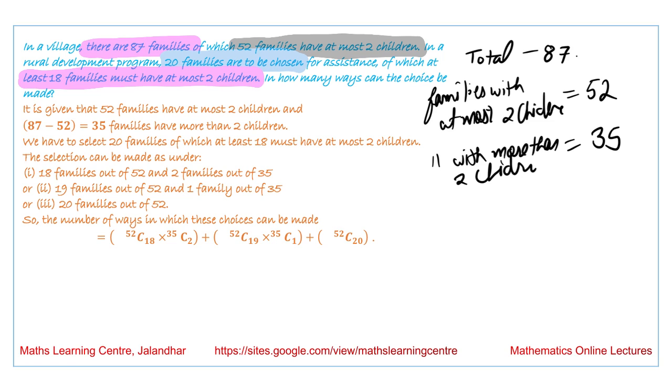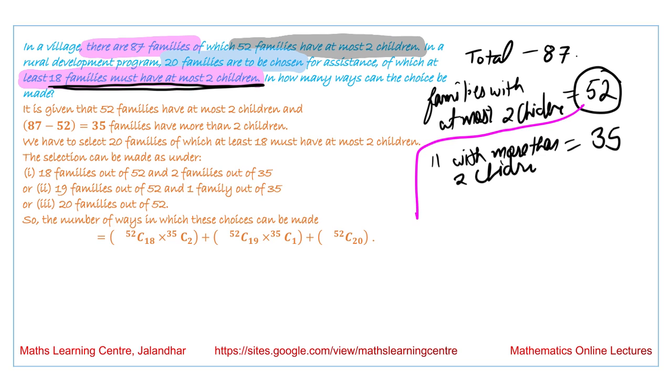Now what we have to do is choose the families in such a way that at least 18 families must have at most 2 children. So out of these 52 families, we have to choose 18 families. This is the first case, because it is given that for assistance at least 18 families must have at most 2 children. So when we have chosen 18 families with at most 2 children, then we will choose 19 families with at most 2 children, and then we will choose 20 families with at most 2 children.